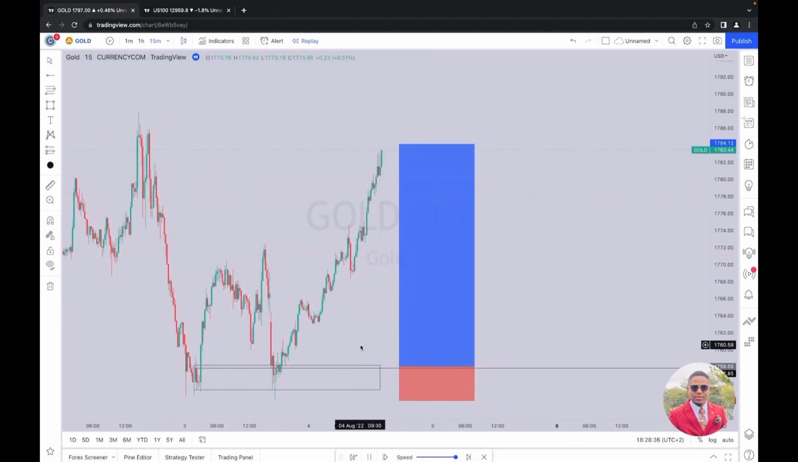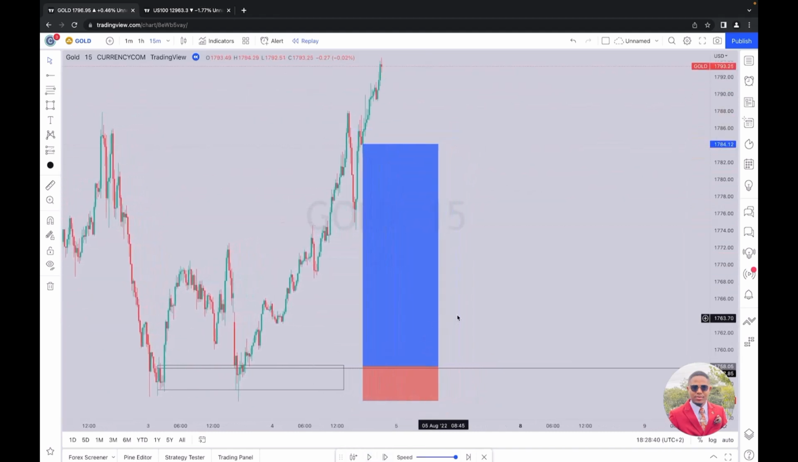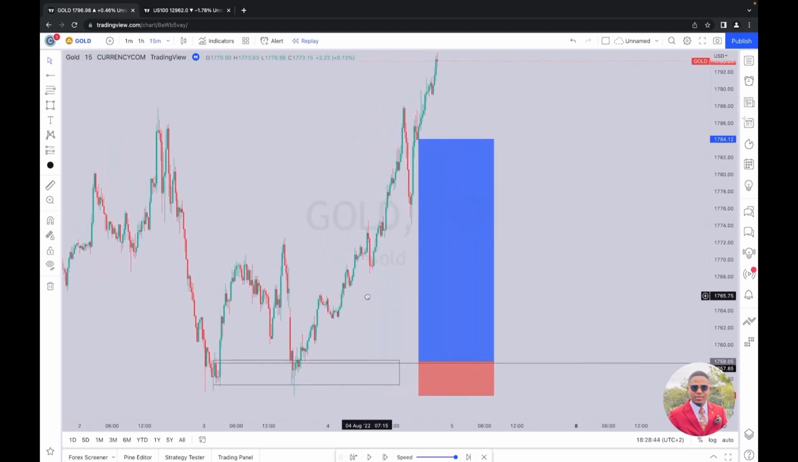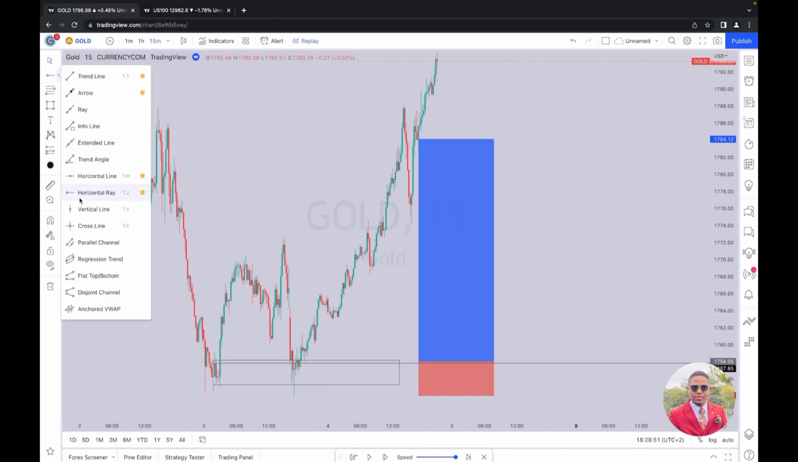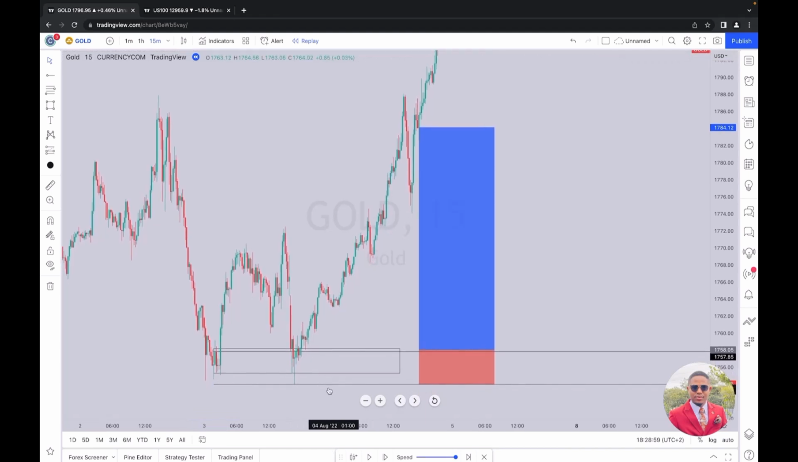Order has been collected. TP hit. So this is how we identify order blocks. Then on SL, remember what I talked about. When you are trading order blocks, anytime in your analysis, just put your invisible stop loss. Just put a horizontal line. That horizontal line symbolizes your stop loss, okay?